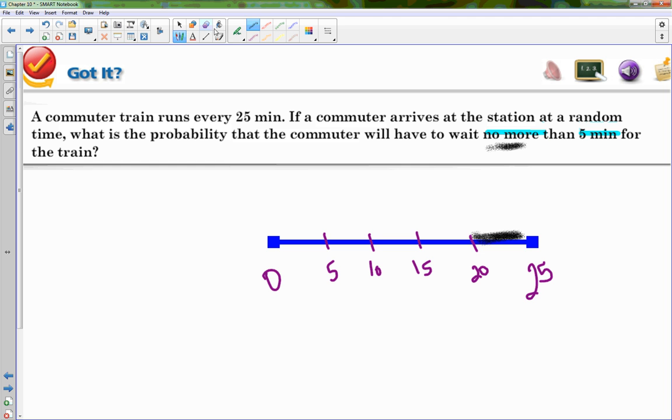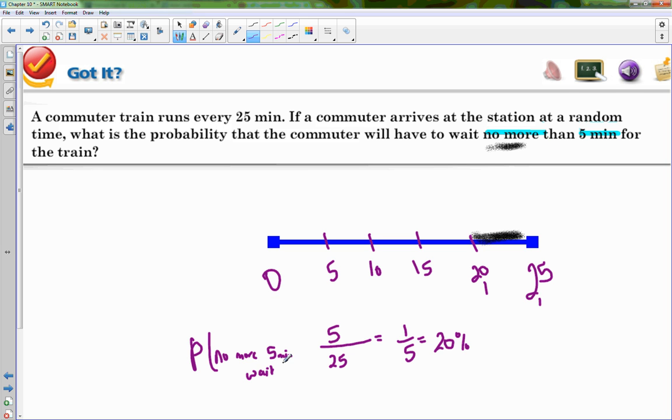So when I do my probability, I've got from 20 to 25 is 5 out of a total of 25. That reduces to 1 out of 5, or 1 divided by 5 is 0.2, which is 20%. So the probability of no more than 5 minutes wait is 20%.